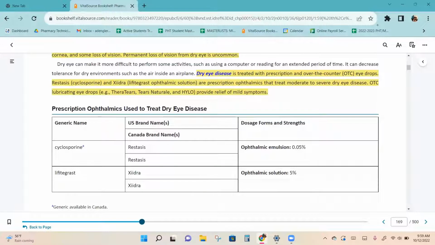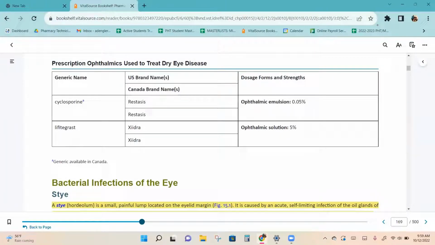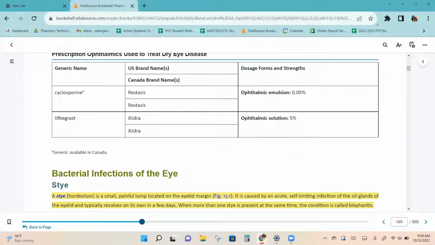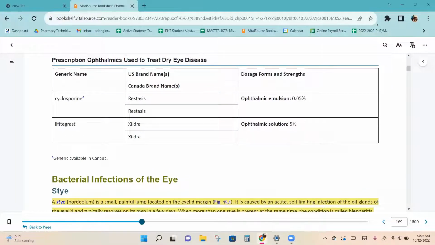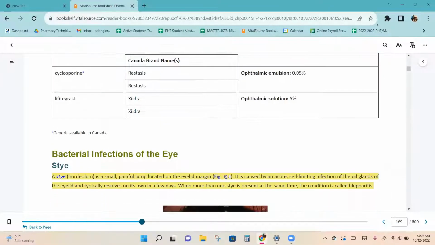Dry eye disease is treated with prescription and over-the-counter (OTC) eye drops. Restasis and Xiidra are prescription ophthalmics that treat moderate to severe dry eye disease. OTC lubricating eye drops also provide relief of mild symptoms, and those are just like your natural tears: TheraTears, or whatever store brand of artificial tears there may be. And this chart just lists the percentages. The cyclosporine is an emulsion and it's 0.05%. The Xiidra is a solution and it is 5%.